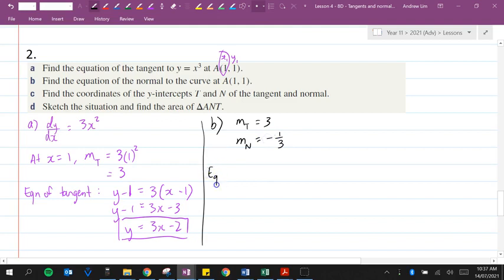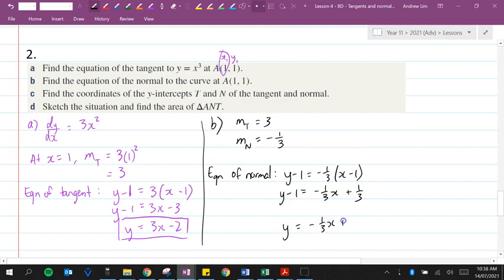So the equation of the normal: y minus y1 is equal to m bracket x minus x1. So y minus 1 is equal to negative 1 third, x plus 1 third (x minus 1). So y is equal to negative 1 third x plus 4 over 3.